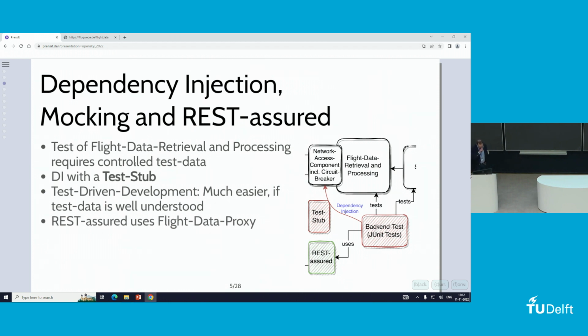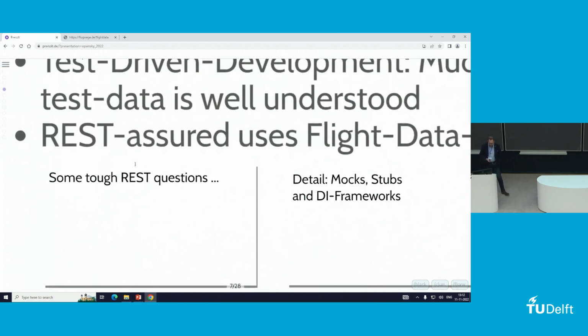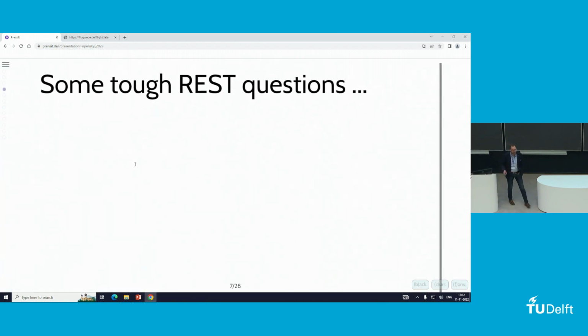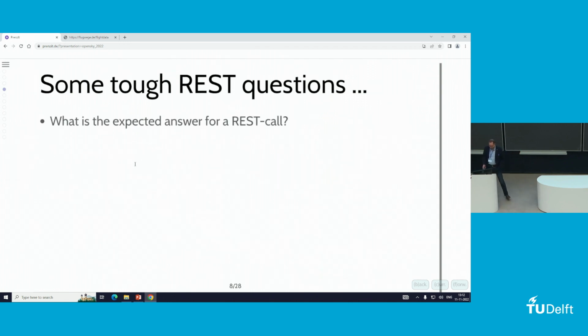And also what we're using is Rest Assured. Rest Assured is a tool that can be used to test REST APIs, and it's really nice to use. It's easy to understand, and so that's what we do too. And there are some tough questions when you access REST APIs, and those tough questions are important to students to understand. So one question that we have is, what is the expected answer for the call? Okay, that's not such a tough question, but that's what you really have to answer. And so you write a test for that. You say, okay, I expect when I call this API, I expect this data. That's the first test you write. And so that's something that Rest Assured makes really easy to do.